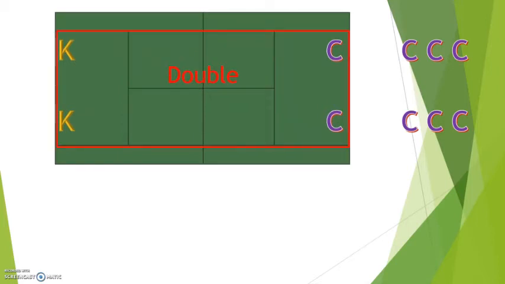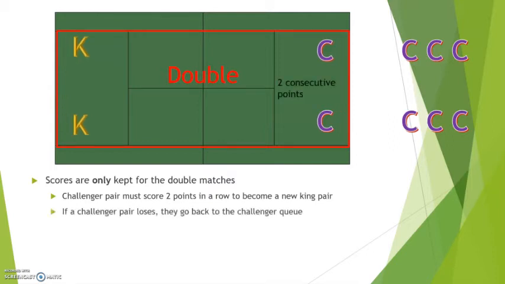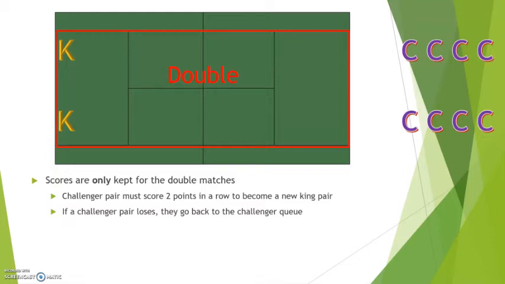A pair who wins this double gets a point, and a challenger must win 2 points in a row to become the new king pair. If this happens, the previous king pair goes to the challenger queue. If the challengers lost a point at any time during the doubles, they return to the challenger queue. It should be noted that the points scored in the singles is not factored into the 2 points required for becoming kings. It is only used to signal the end of the singles phase of the game and the beginning of the doubles phase.